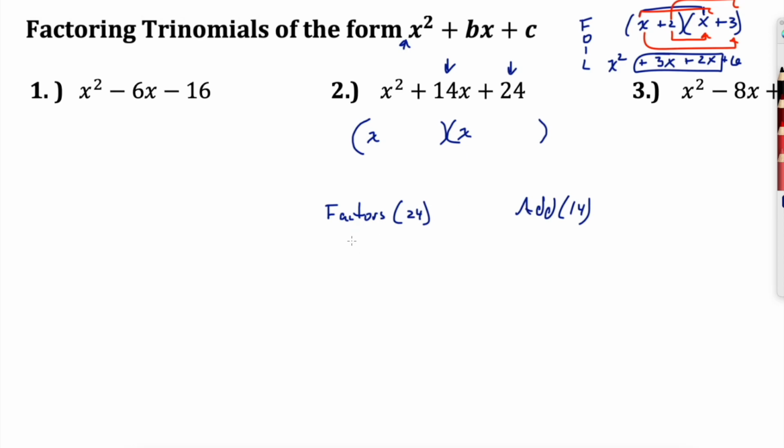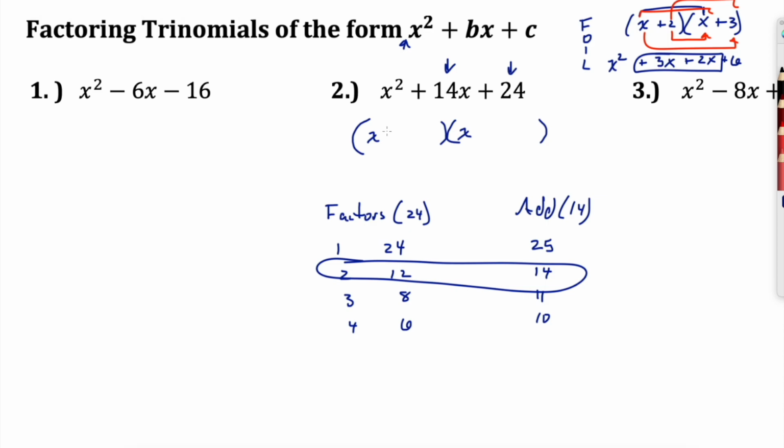So, what are the factors of 24? So 1 and 24, and 2 and 12. We have 3 and 8. We have 4 and 6. And that's it, right? So which one of these adds up to be 14? Well, 1 plus 24 is 25. That didn't work. 2 plus 12 is 14. Oh yeah, that's it. So 3 and 8 is 11, and 4 and 6 is 10. So we see that this is what we want right there. So this is going to be x plus 2 and x plus 12.